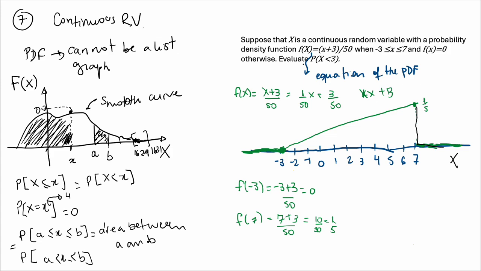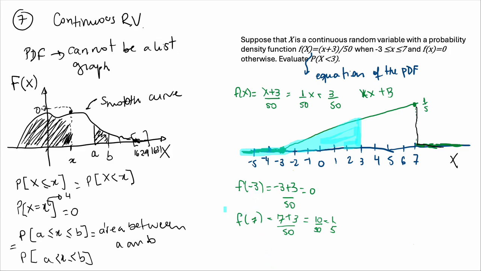So the question is this: what's the probability of x being less than 3? I want the area under the curve, right? The area under the curve gives me a probability. And I want the area under the curve for all the x's that are less than 3. So the x's could be -4, -5. I want the area under the curve for all these x's until what? Until 3.